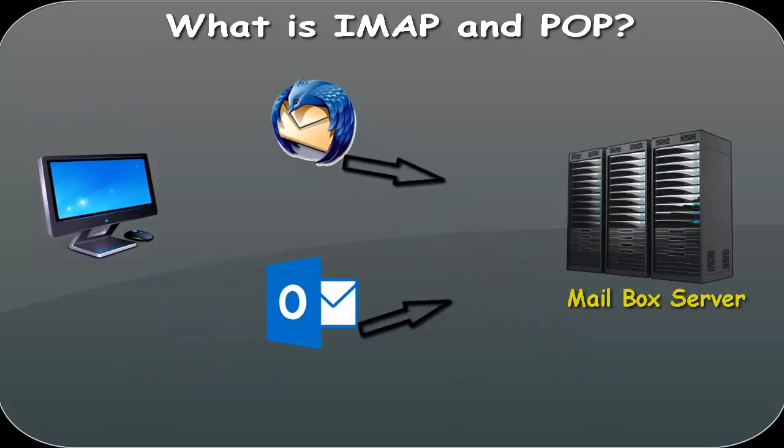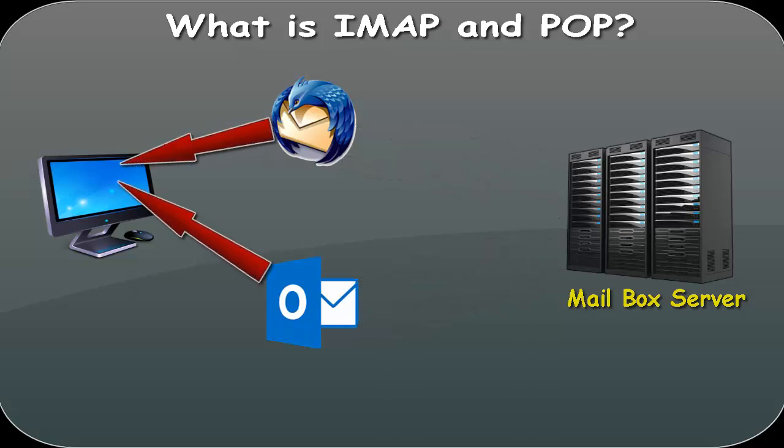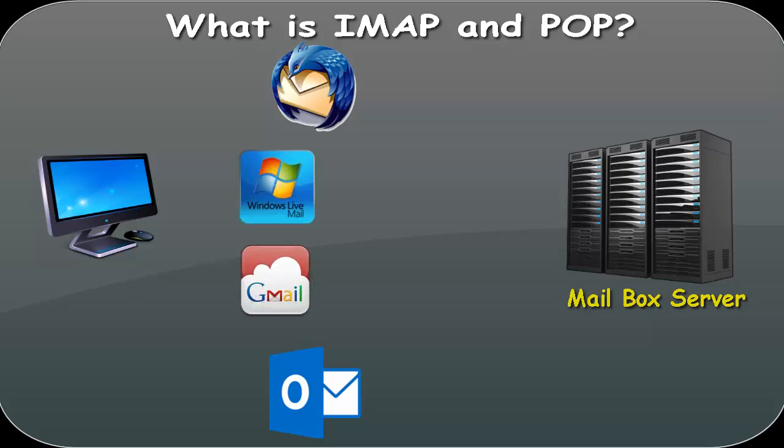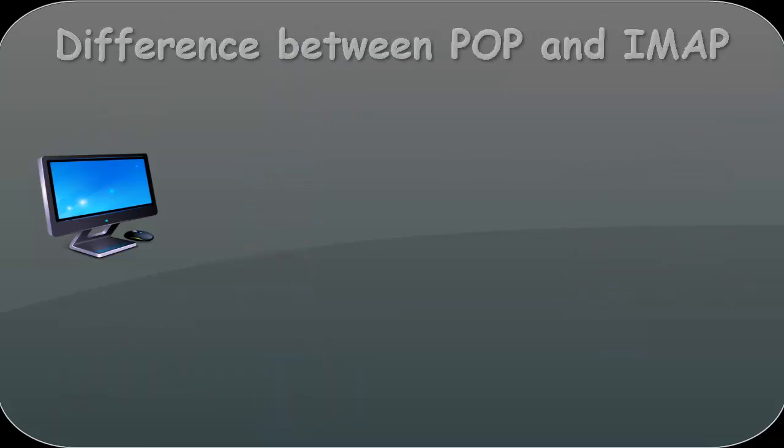Basically, it allows you to send and receive emails from a mail client like Outlook or Thunderbird to your local desktop or laptop. It allows you to access your emails through online web services like Gmail or Microsoft Mail. And it also allows you to access your emails on mobile devices like smartphones or tablets. Then what is the difference between POP and IMAP?